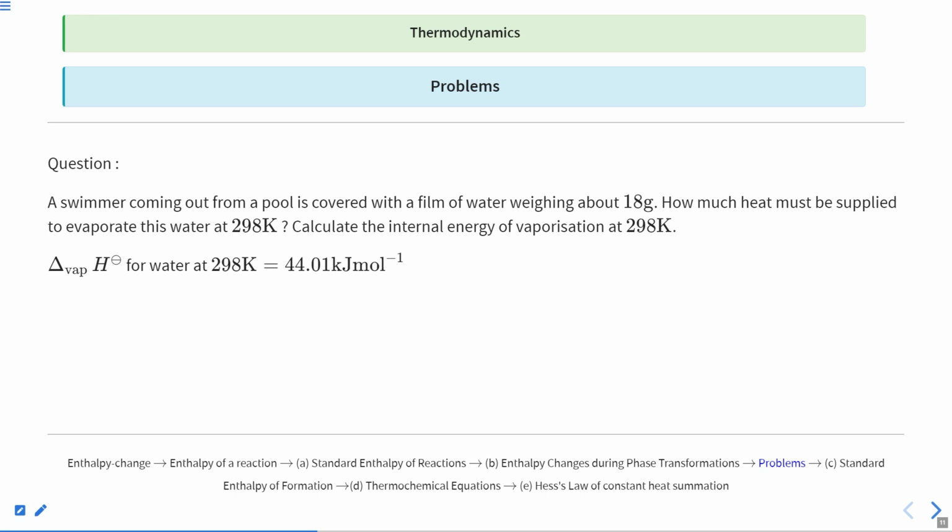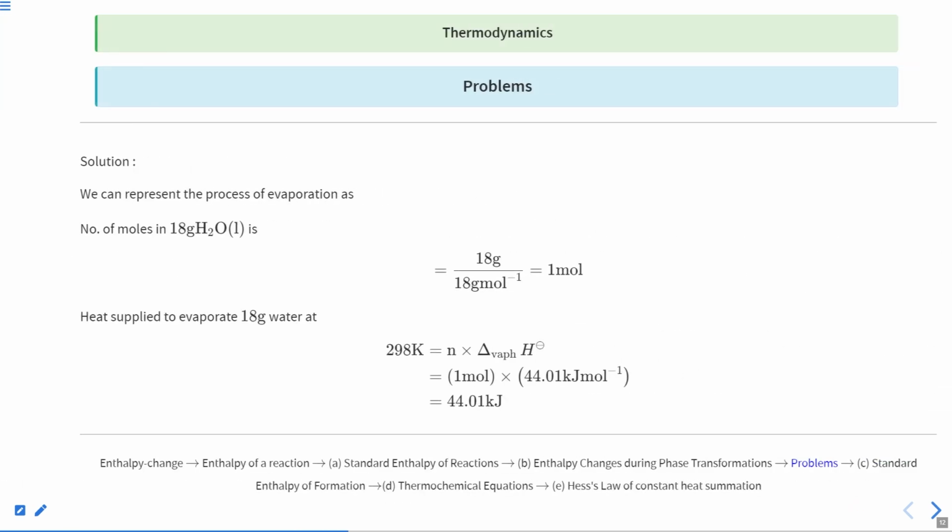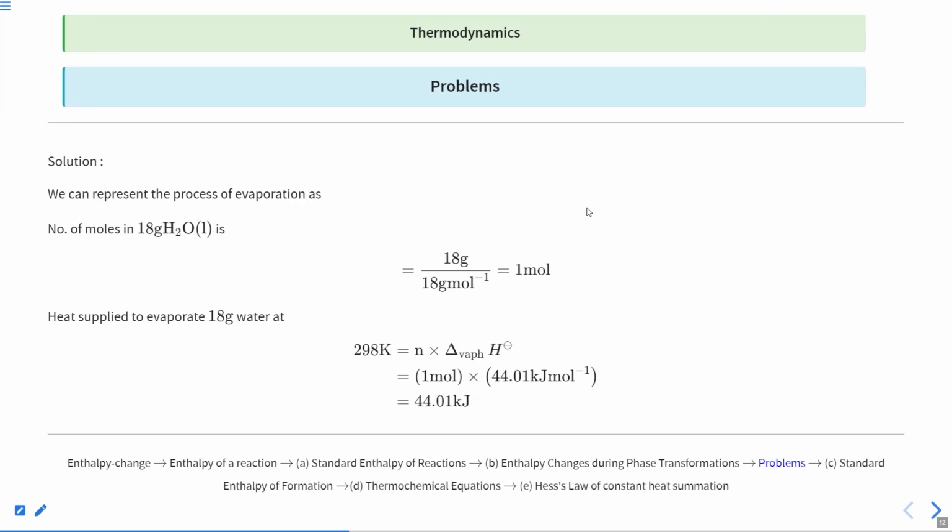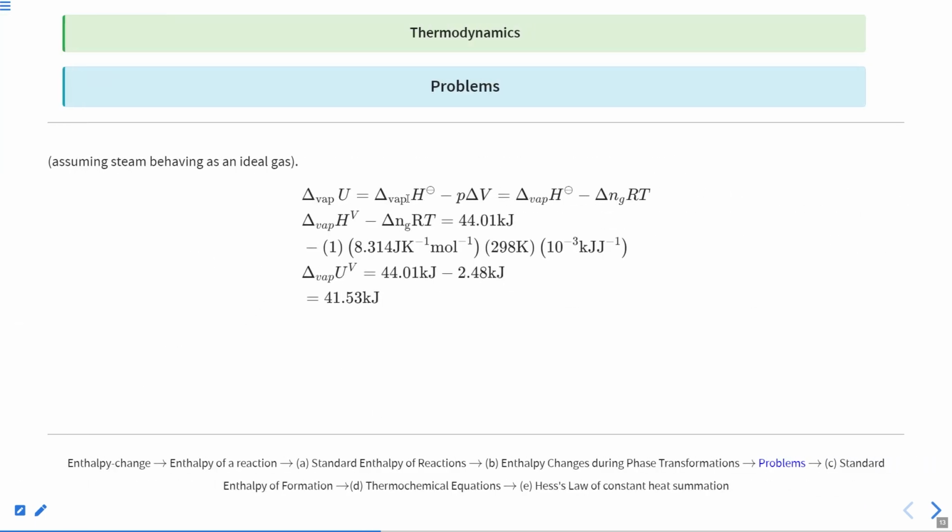For vaporization, you will need 44 kilojoule per mole of energy to convert your water into gaseous form. First you have to calculate the heat supplied at 298 Kelvin. Your heat supplied is equal to delta H vaporization; Qp is equal to delta H, we know it very clearly. Now how do we calculate the internal energy change? First we calculate the number of moles. It is 1 mole, so for n moles it is 1 times this, which gives you the same value. So heat supplied is the same. What about this? We know this formula.